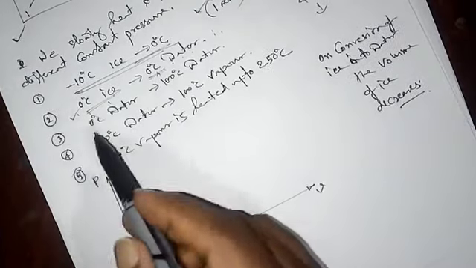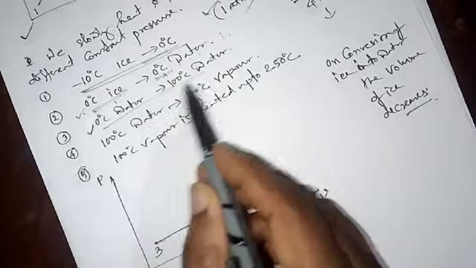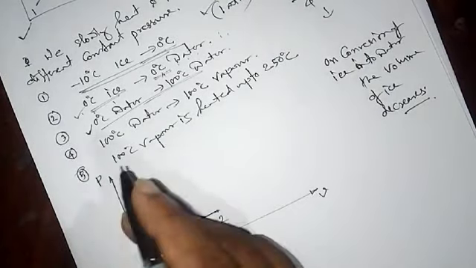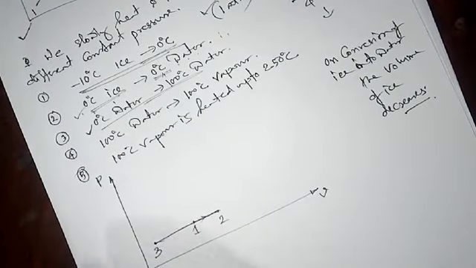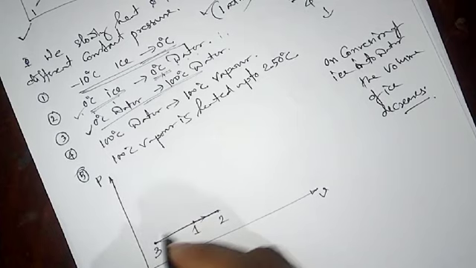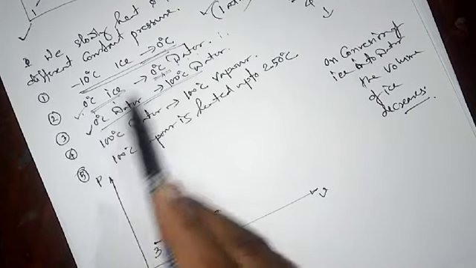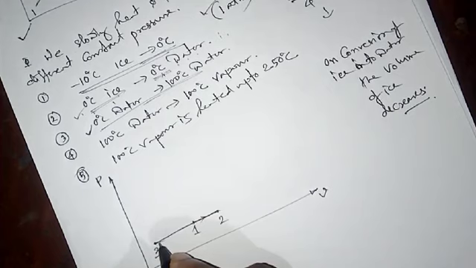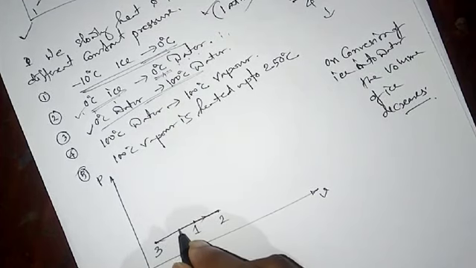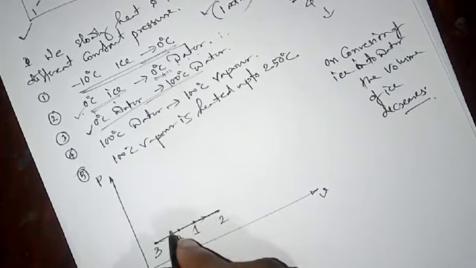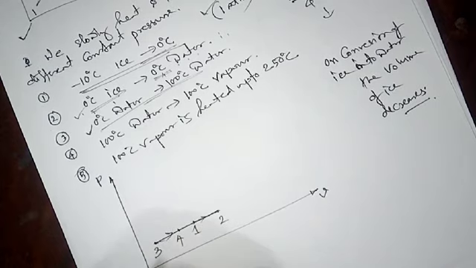In the next step, 0 degree centigrade water is heated to 100 degree centigrade water. So this is another expansion process. The temperature of water increases from 0 degree centigrade to 100 degree centigrade. Therefore, the volume of the water also increases from 3 to 4.